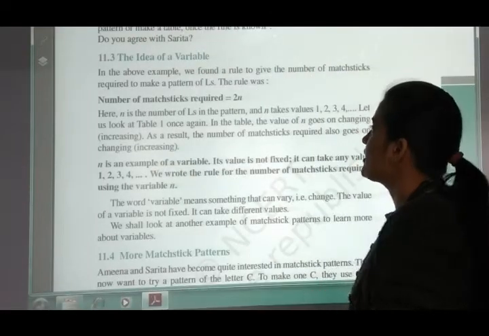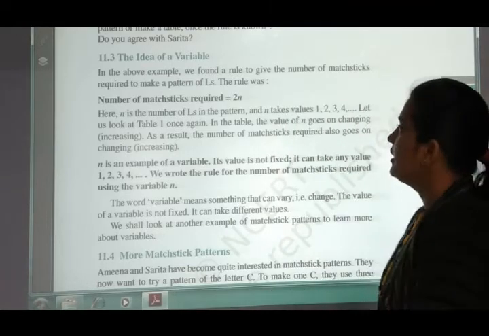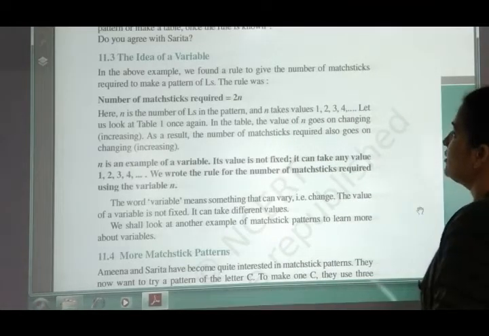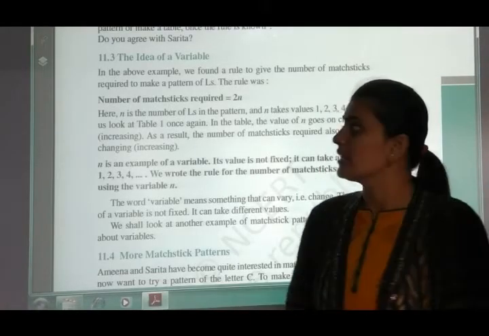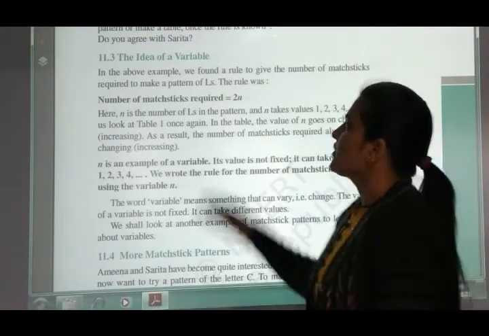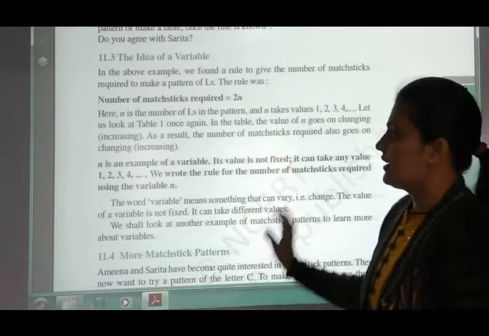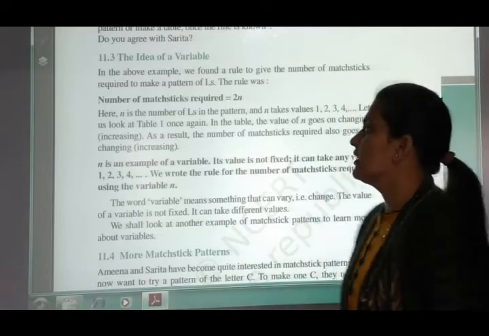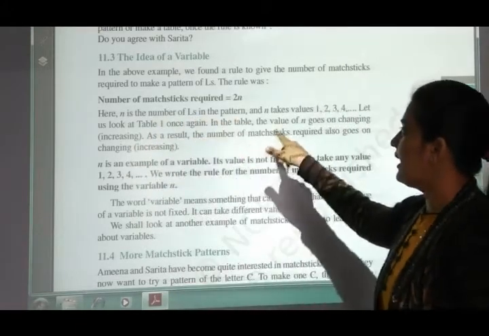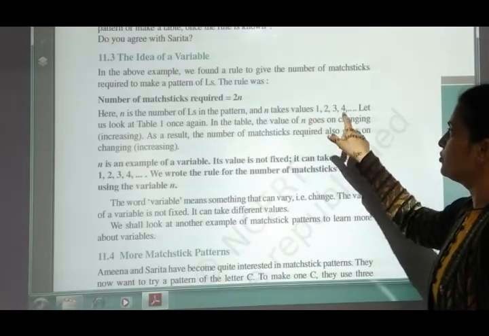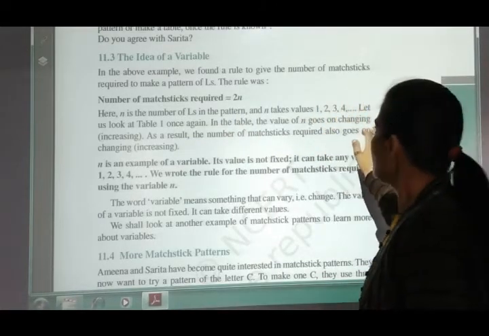Of this chapter is the idea of variable. Now in the above example, we have found a rule to give the number of matchsticks required to make a pattern of L's. And the rule was that the number of matchsticks required was equal to 2n. So what was n over here? That n is the number of L's in the pattern, and n takes the value 1, 2, 3, 4. Any value you can put of n.